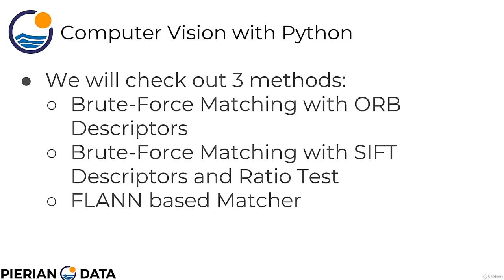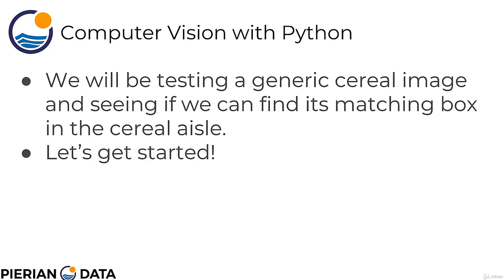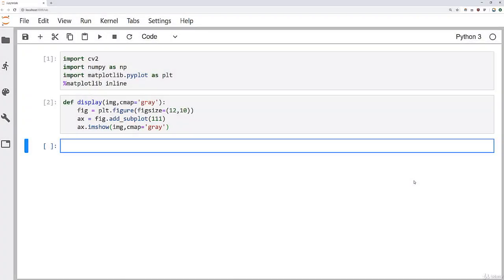And we're going to be checking out three methods, the first being brute force matching with ORB descriptors, the second being brute force matching with SIFT descriptors and a ratio test, and then the third one being the FLANN-based matcher. What we're going to be testing is just a generic cereal image and seeing if we can find its matching box in a real-world image of the cereal aisle. Okay, let's get started. All right, here I am at the Jupyter Lab.